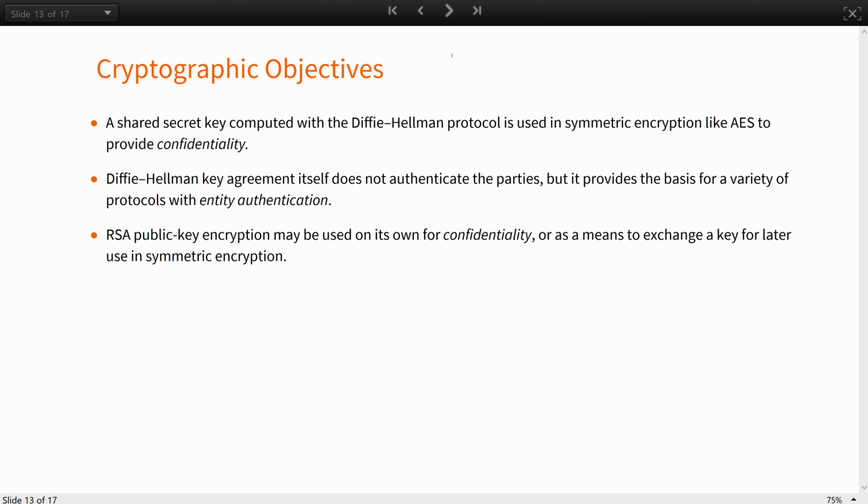A shared secret key computed with the Diffie-Hellman protocol, for instance, is then used in symmetric encryption like AES to provide confidentiality. Although Diffie-Hellman key agreement does not itself authenticate the parties, it provides the basis for a variety of protocols with entity authentication. RSA public key encryption may be used on its own for confidentiality, or similarly to the Diffie-Hellman protocol, as a means to exchange the key for later use with symmetric encryption.